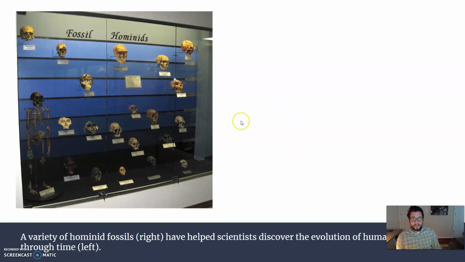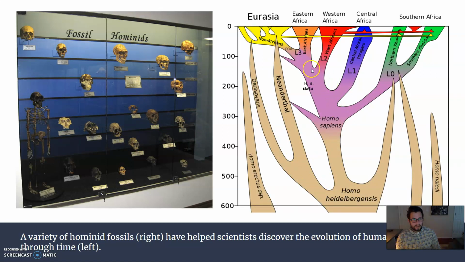And we can do the same thing with humans. There's so many different hominid fossils that we've found and put together, and the age of those fossils can give us a great timeline of how and where humans have evolved through the past couple hundred thousand years.